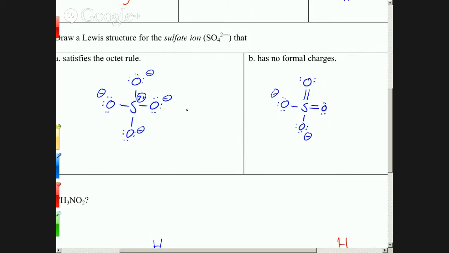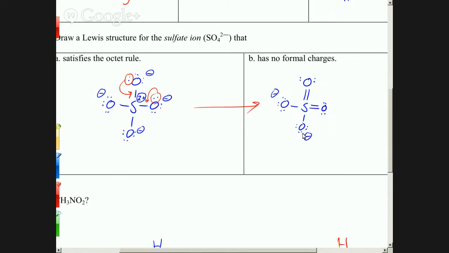in order to go from this structure to this structure, we take 2 of these electrons and move them down into a double bond. And then we take 2 of these electrons and move them over to a double bond over there. So we end up with 2 double bonds instead of 2 single bonds, but we haven't really changed anything about the overall connectedness of the structure. We've just moved where the electrons are.